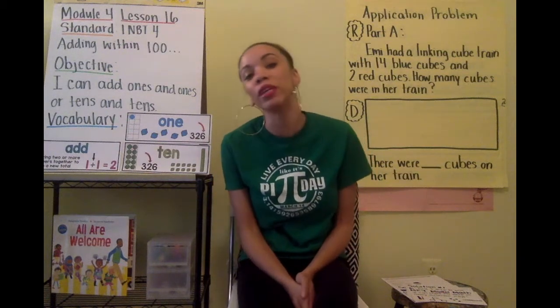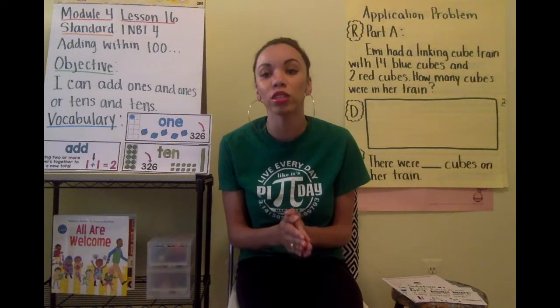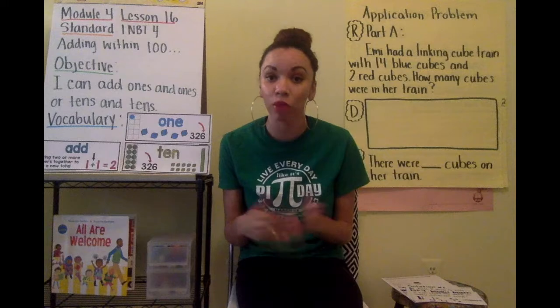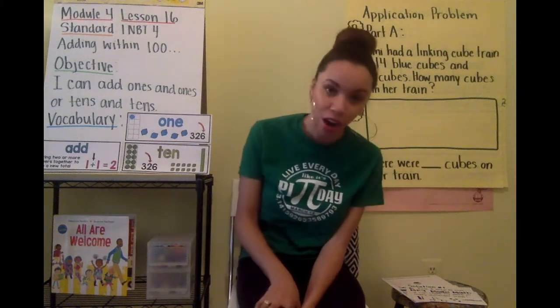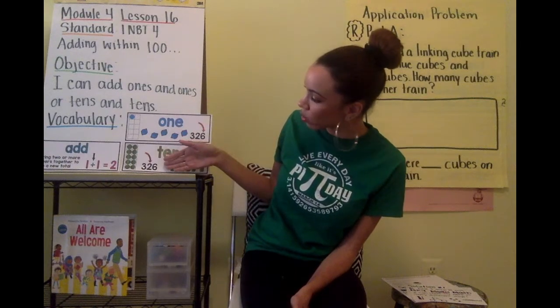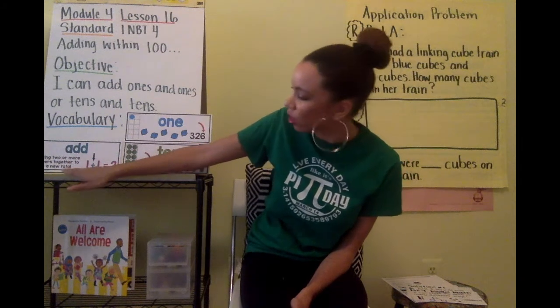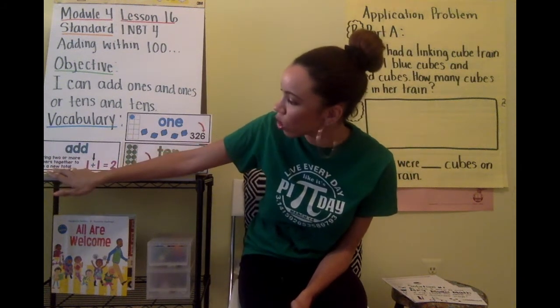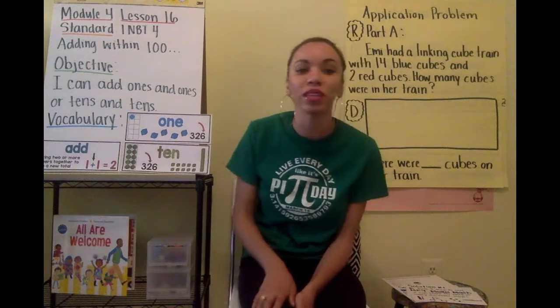So similar to what we did yesterday and what we've been doing this week in math, we're just going over strategies for how to most effectively add ones and tens together to solve a problem. Our vocabulary today, our words you should be familiar with: we have our ones, we have our tens, and of course our operation that we're working with is adding. Right here it says to bring two or more numbers together to make a new total. And that is what we're going to be doing today.